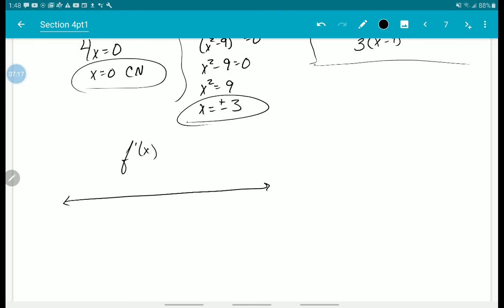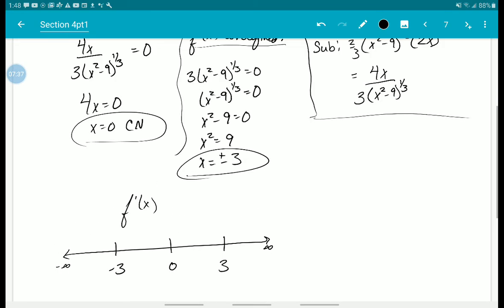So here's our sign chart. We know there's no domain restrictions, so this side goes to negative infinity and this side goes to infinity. But 0 was a critical number, and then we had 2 places the derivative was undefined. So now we're going to start plugging things into that derivative. I'm just going to rewrite the derivative over here so we can see it, and I don't have to keep moving up and down on my screen.